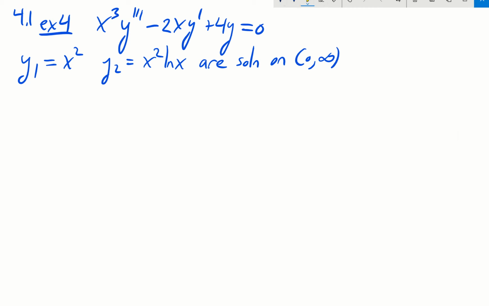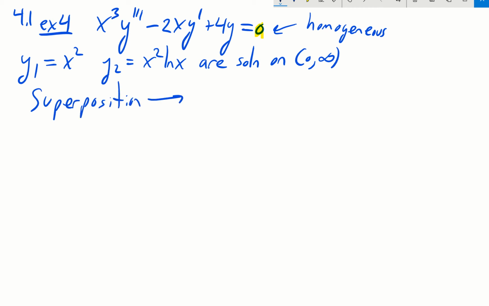So again, it's important to keep in mind that because the right hand side is 0, we are working with a homogeneous differential equation. It's a homogeneous linear differential equation. Furthermore, it's of order 3 because we have the y triple prime. According to the superposition principle, this would imply that y equals some constant times y1 plus some constant times y2 would also be a solution to this differential equation.